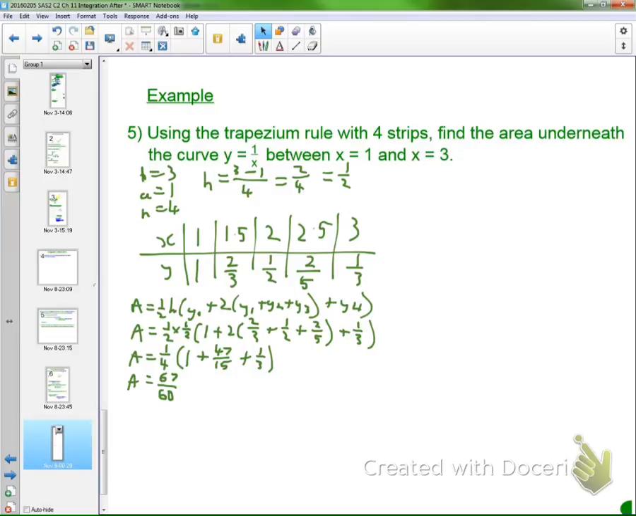So then we have our area underneath the curve y equals 1 over x between 1 and 3, and we are done with this question. Now often in an exam you may be asked to apply the trapezium rule in this fashion, and that will involve a lot of marks, or you may be given a table and be asked to fill in some of the values. It depends on the question.